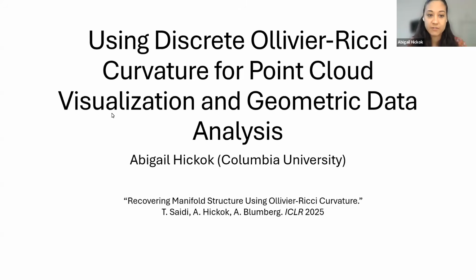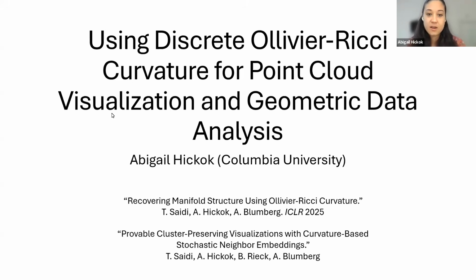So the first is called Recovering Manifold Structure Using Ollivier-Ricci Curvature. This was an ICLR conference paper. It's in collaboration with Tristan Saidi and Andrew Blumberg. The second is under review but not public yet. It's called Provable Cluster Preserving Visualizations with Curvature-Based Stochastic Neighbor Embeddings, also in collaboration with Tristan Saidi and Andrew Blumberg again, and also Bastian Rieck.